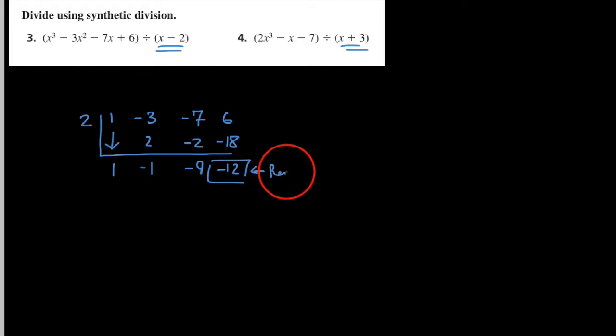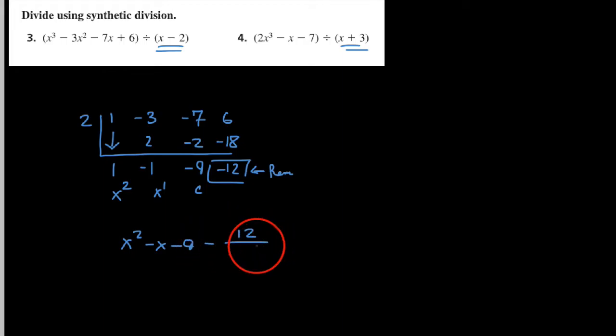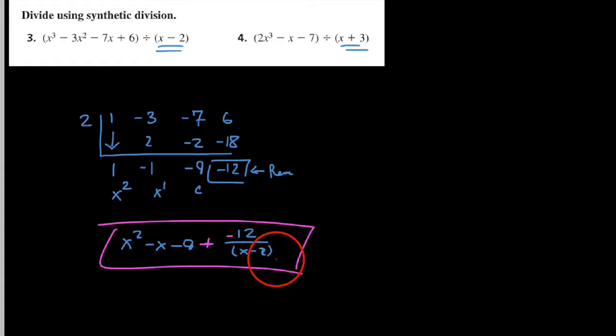This is our remainder. So if that's our remainder, then this is our constant, this is our x to the first, this is our x to the second term. So what we get is this, 1x squared minus x minus 9 minus 12 over x minus 2. And you know what? You could write this plus a negative 12 over x minus 2. I just threw in a negative there.